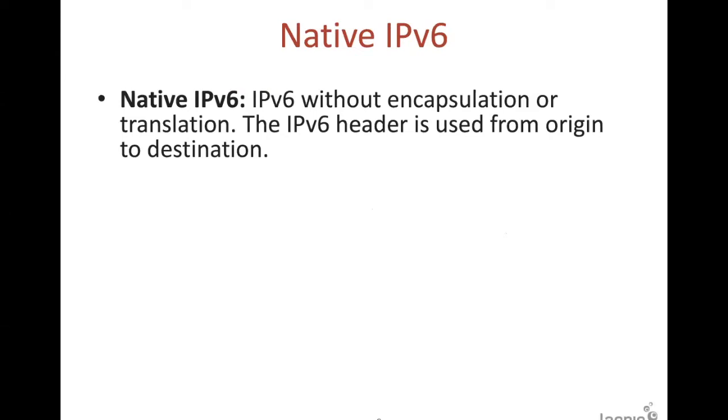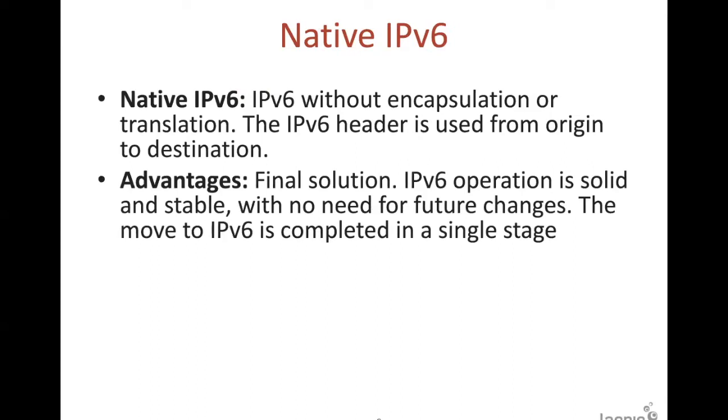Okay, one more time. Native IPv6 means having IPv6 without encapsulation or translation. That is basically native IPv6. There are a lot of advantages when talking about IPv6. Native IPv6 is the final solution. And somehow, everybody's going to move in this direction. This is the way to go, to have native IPv6 in my host. One more time, it is solid and stable. In the future, you won't need to make any major changes in your network. If you're going to take a decision at this moment, this is the way to go.